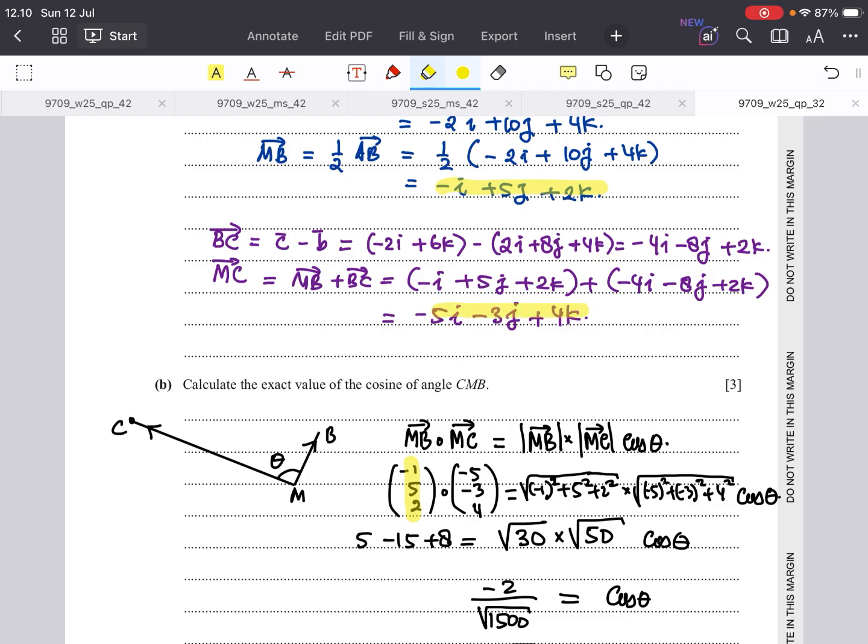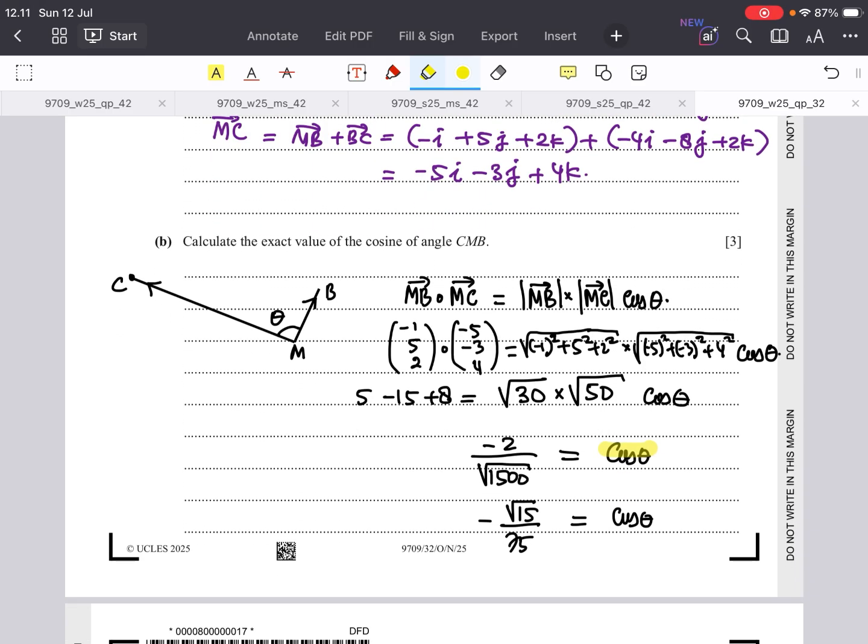And then this one is MC in the form of column vector. We can write negative 5, negative 3, 4. And then this one is the magnitude of MB. This one here is the magnitude of MC times cos theta. So cos theta can be expressed in the form of negative. Using algebra, we can find the value of cos theta, and we can simplify it into negative square root of 15 over 75. This is the exact value of cos theta.